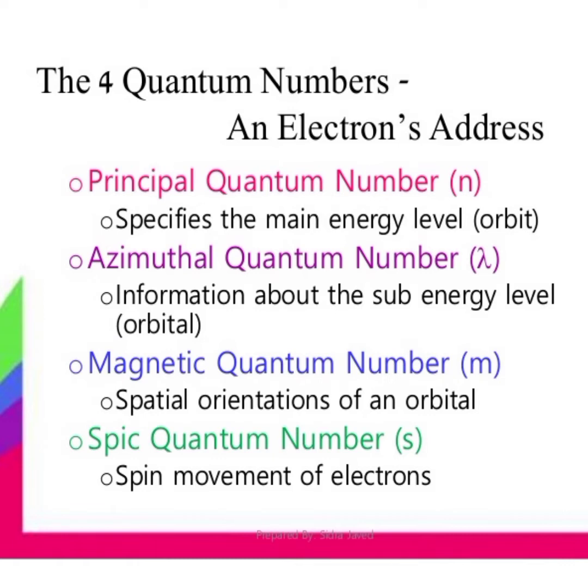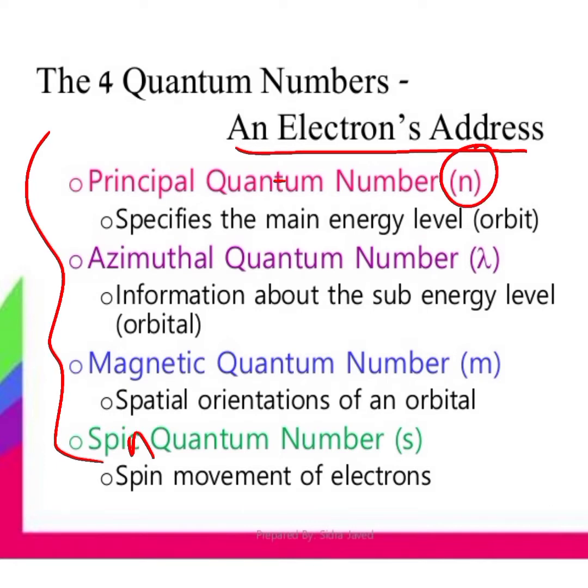We know quantum numbers is the address of electrons. Using these quantum numbers, we can identify where the electron is present. It is the address of the electron. So we know there are mainly 4 quantum numbers: principal quantum number, azimuthal quantum number, magnetic quantum number and spin quantum number. Principal quantum number is represented by the letter n, azimuthal by lambda or l, magnetic quantum number by m and spin quantum number by s.